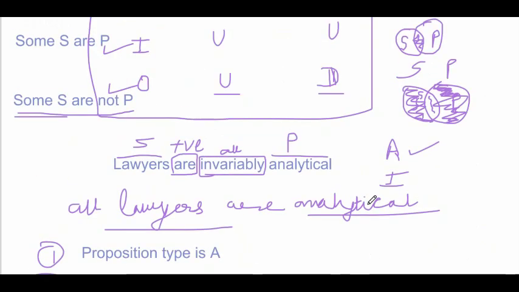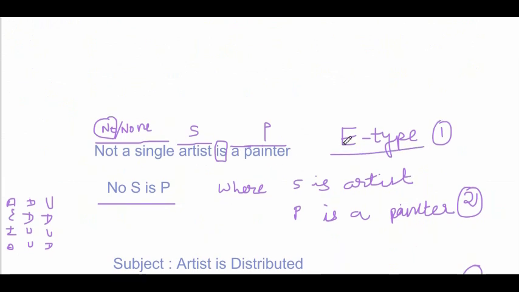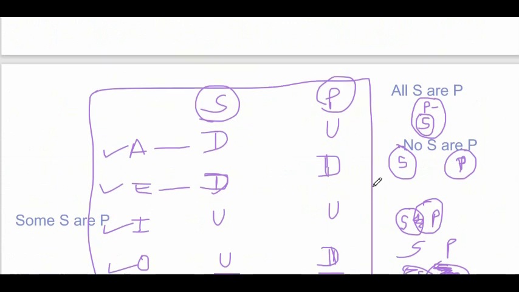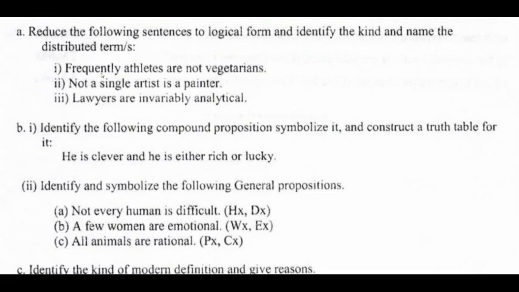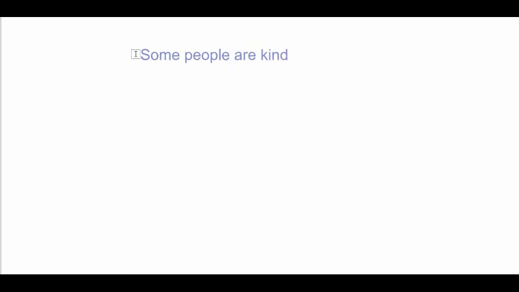So we have covered A, and E in this part, and earlier we covered the O type of proposition. So what remains is the I type of proposition. Although it is not in the question paper here, we'll cover that also. What does an I type of proposition state? Some are. So let's take a sentence: some people are kind.